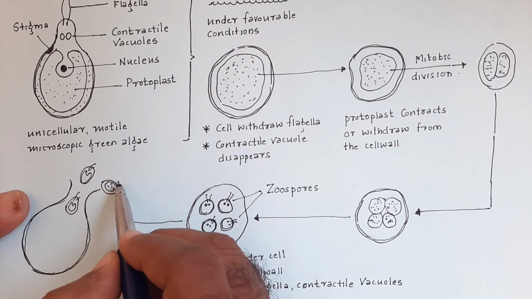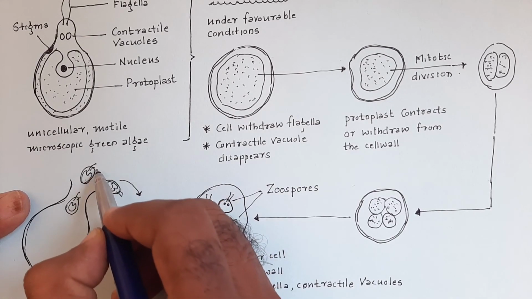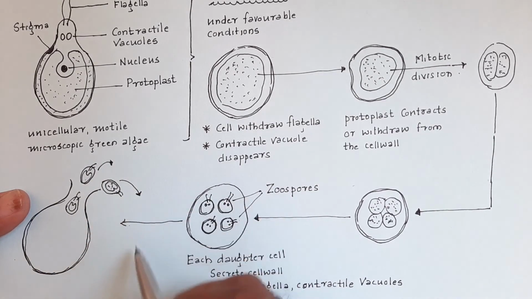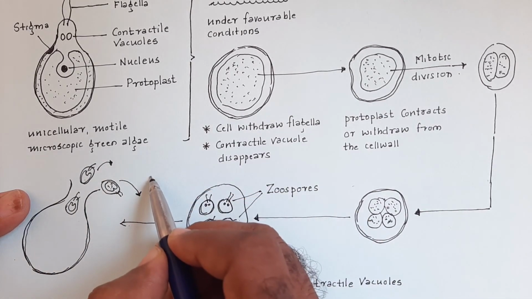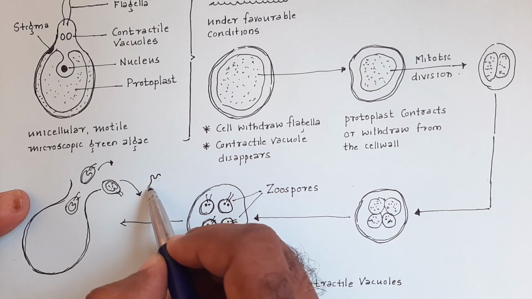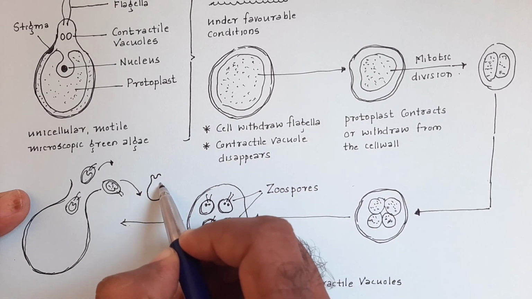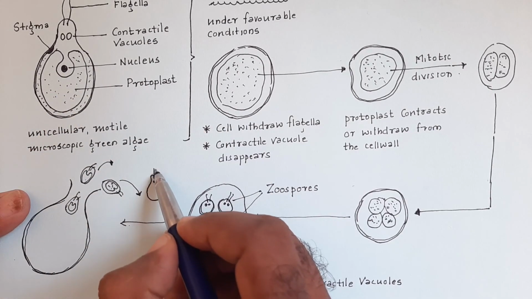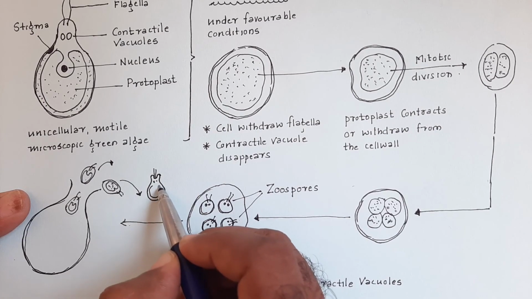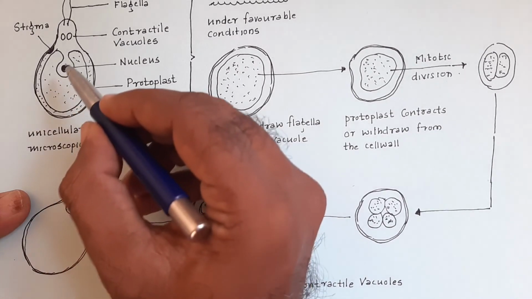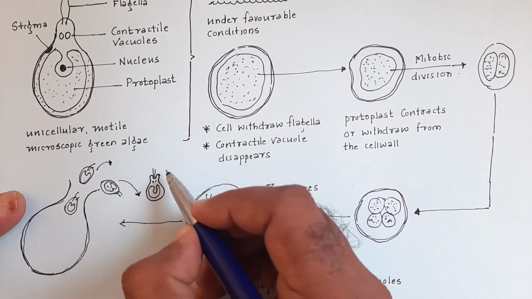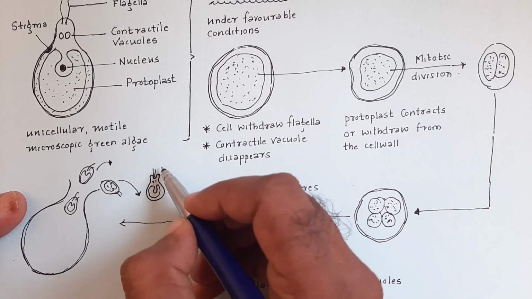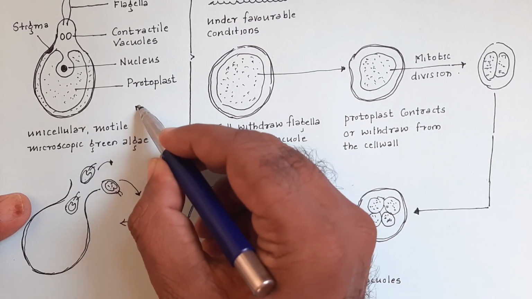So these spores are given out, liberated into the surroundings, and each zoospore is identical to the parent cell. It has flagella, a contractile vacuole, a protoplast, and everything. It is identical to the parent cell, but smaller in size. Later it enlarges and develops into a new individual.